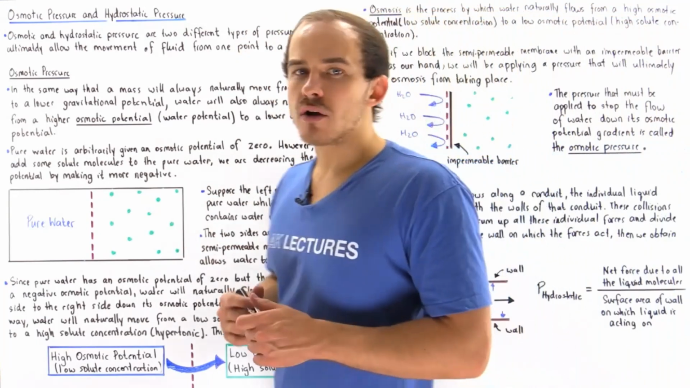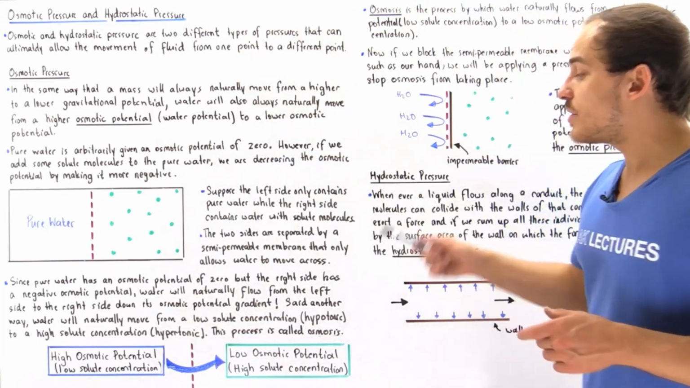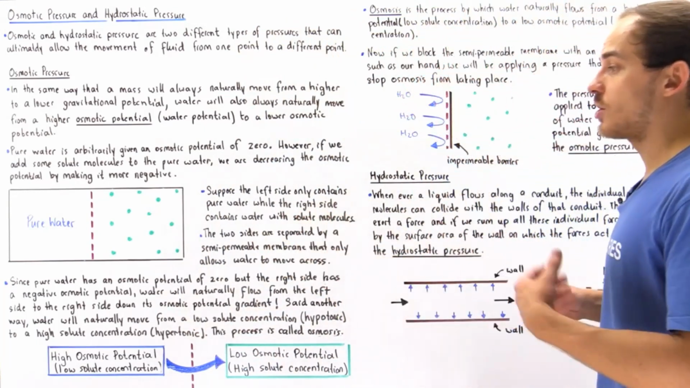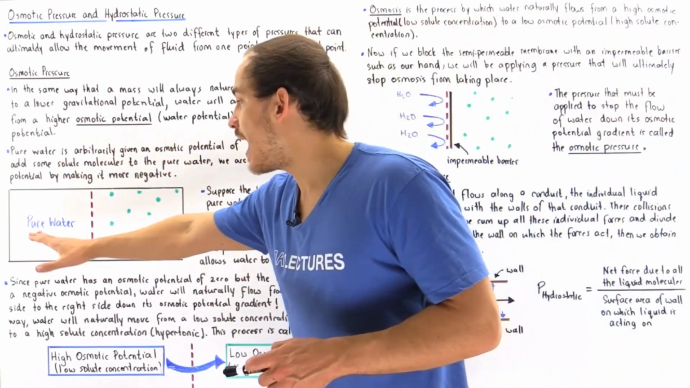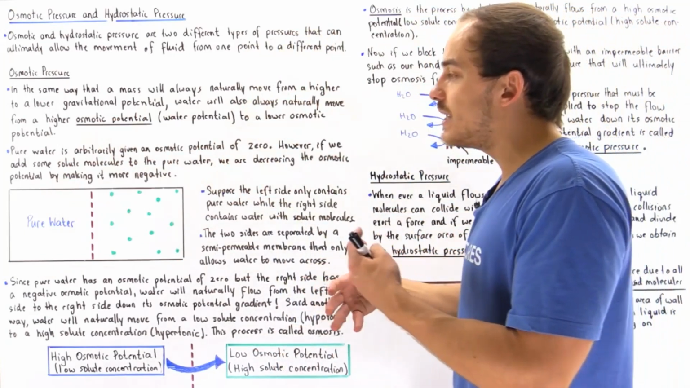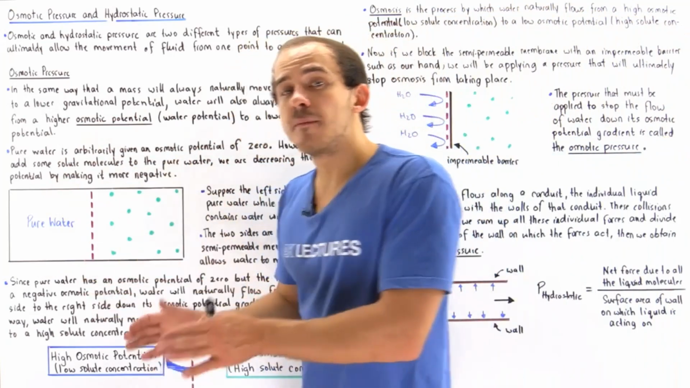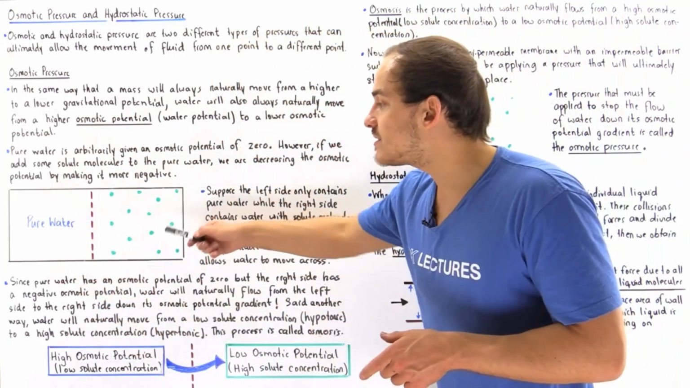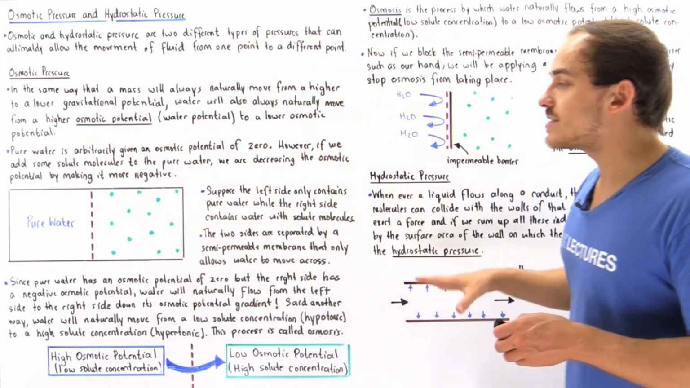Now, since pure water has an osmotic pressure and an osmotic potential of 0, but the right side has a more negative osmotic potential, so a smaller osmotic potential, water will naturally flow from the left side to the right side down the osmotic potential gradient. Now, we can rephrase this. We can say that water moves from a low solute concentration, the left side, to a higher solute concentration, the right side. So this is known as osmosis.